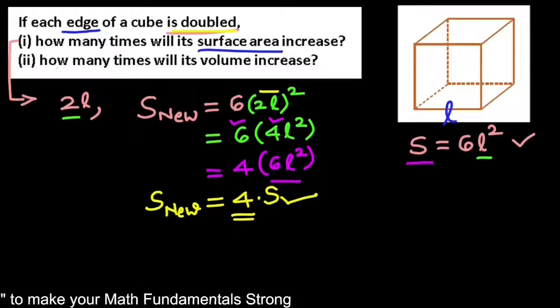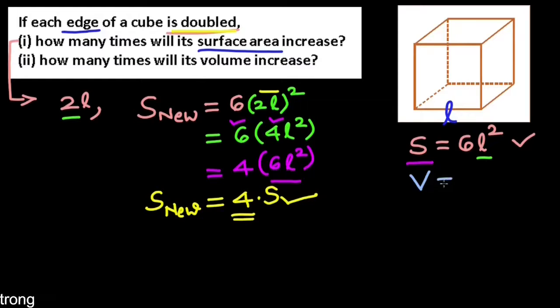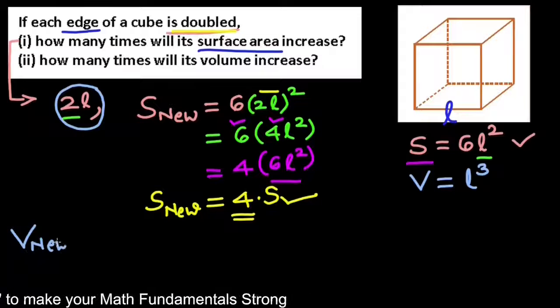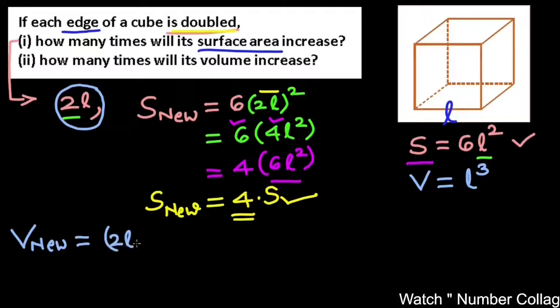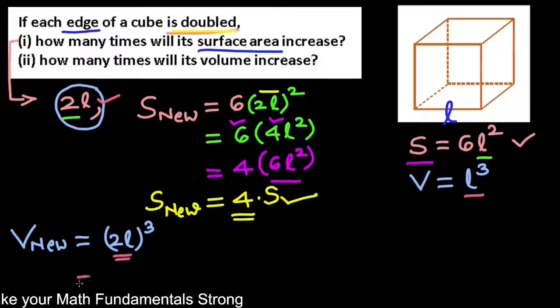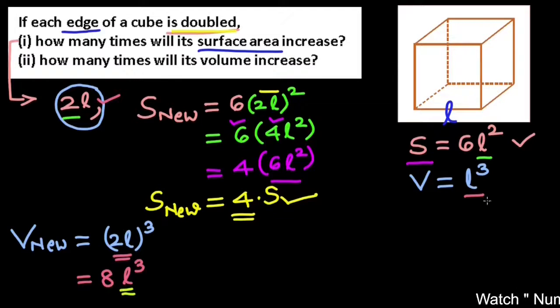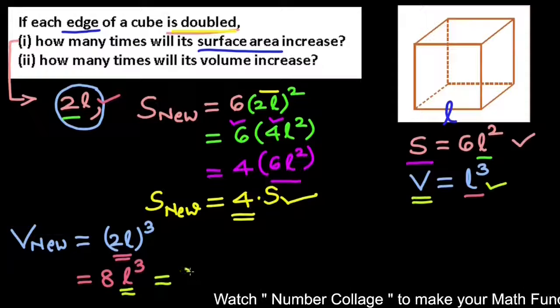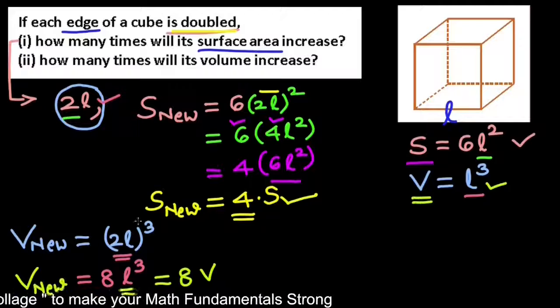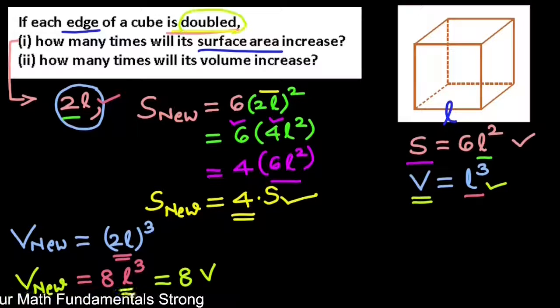In the next question, how many times will its volume increase? So we know that volume of a cube is given as L cube, where L is the length of its edge. Now when the edge is doubled, the new volume will be 2L whole cube. Here in place of L we have put 2L, that will be 8L cube. But this L cube is nothing but V, so it will be 8 times V, which implies the new volume of the cube when its edge is doubled will be 8 times its original volume.